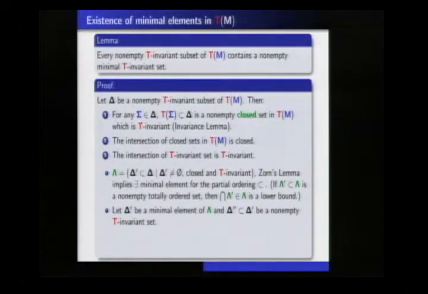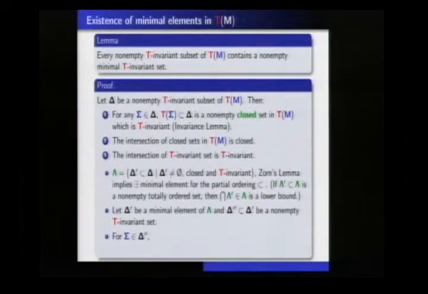All right, so we're getting close. Let's see. So we have a minimal element. We just have to show that a minimal element in the partial ordering is, in fact, a minimal invariant set. Well, of course, it's t-invariant because it's in lambda, so that's easy.